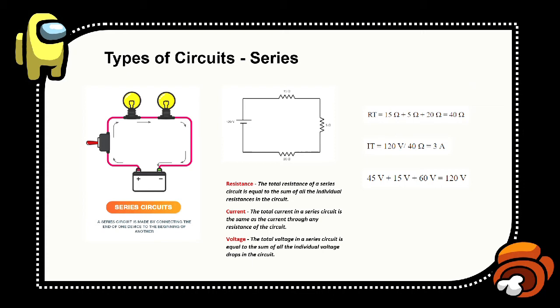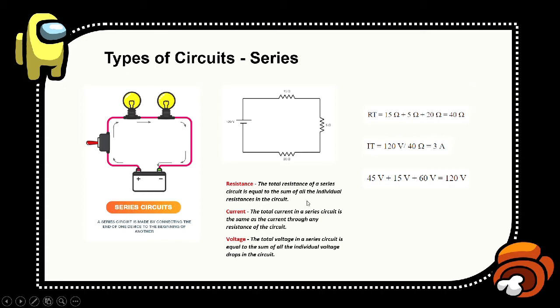Resistances connected in series have the same effect as one large combined resistance. Since there is only one path for current flow in a series circuit, and each of the resistors is in line to act as an opposition to this current flow, the total resistance of a series circuit is equal to the sum of all individual resistances in the series circuit. So the total resistance is equal to R1 plus R2 plus R3, and so on.